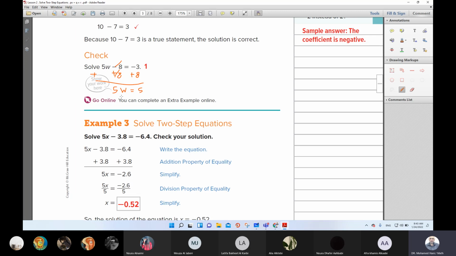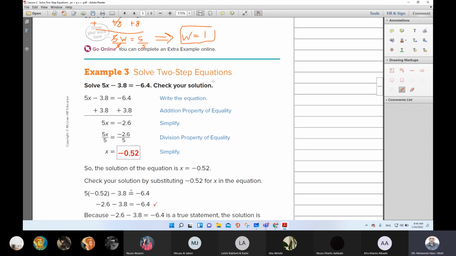The second step, we want to remove the coefficient here. So you can divide the two sides by 5. So 5 divided by 5 will be 1w, which means w, equals 5 divided by 5, which will be 1. So this is the solution of this equation.